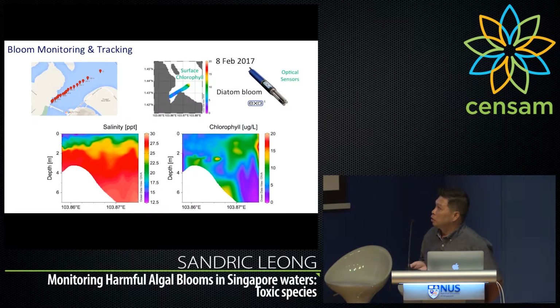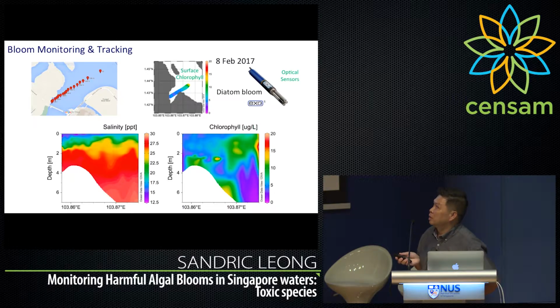And early this year, we managed to map some of the features along this track that we have done using the optical sensor as well. We detected a diatom bloom. These are the good guys. They are not harmful. And we saw some pattern of accumulation.